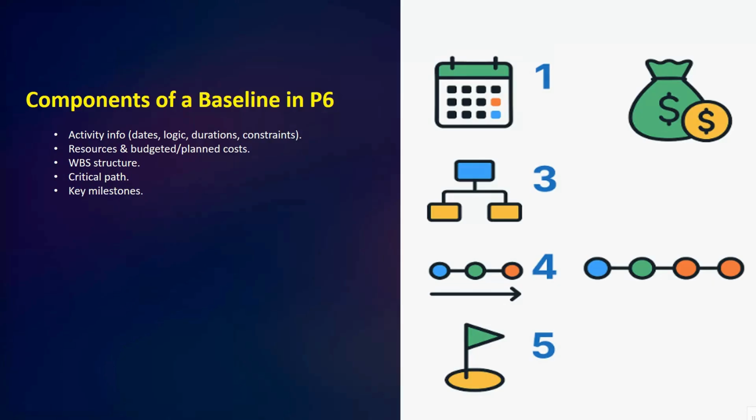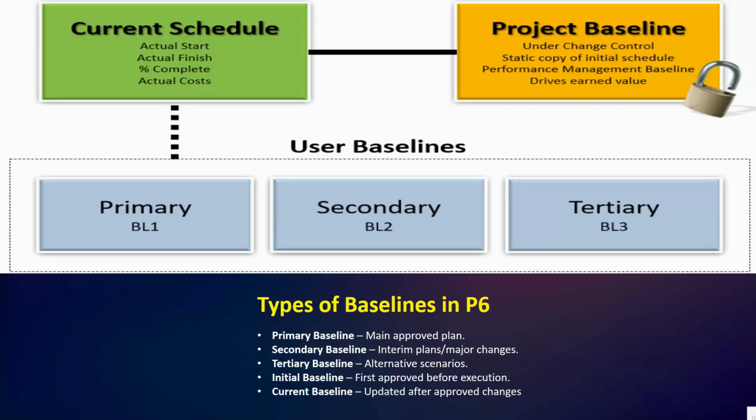Okay, so by storing all of this information, the baseline in Primavera P6 becomes a reliable snapshot of the entire project plan. I hope the components of the baseline in P6 are clear. So next we have the types of baseline in P6. Actually, the P6 tool allows us to manage more than one baseline depending on the needs of your project. So the main types include these.